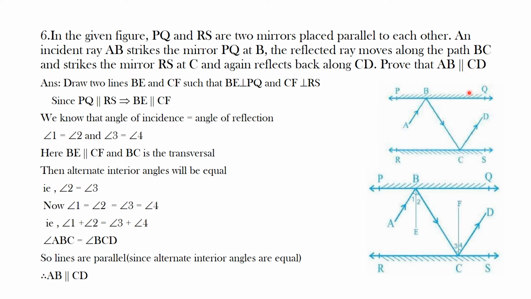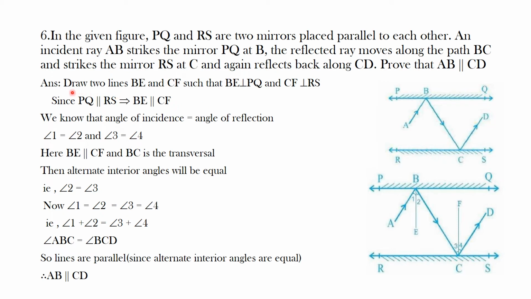You are given two mirrors PQ and RS which are parallel to each other. A ray starts from the point A and strikes the mirror PQ at the point B. At that point, it is reflected back and moves along the ray path BC and strikes the mirror RS at the point C. From this point C, it is reflected again through the ray CD.